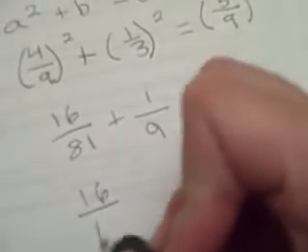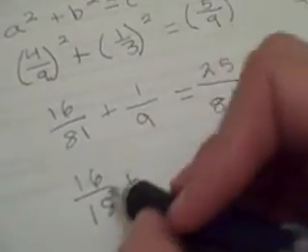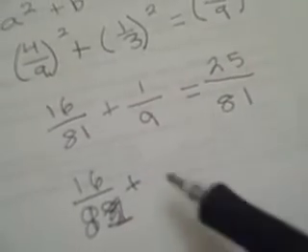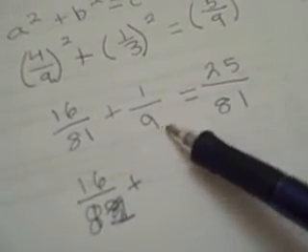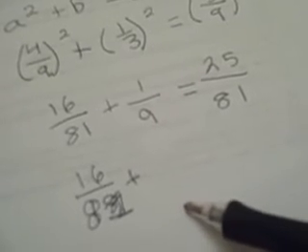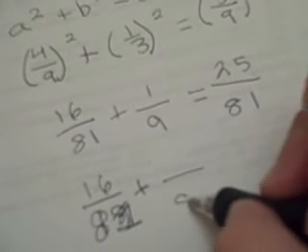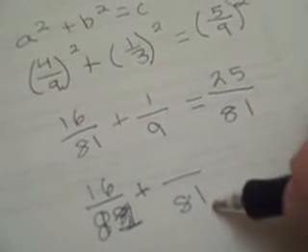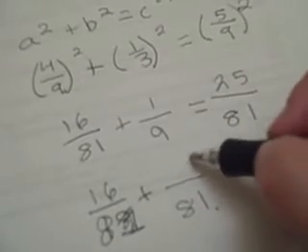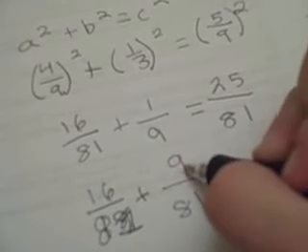Therefore, we can leave this fraction alone, but I need to change 1/9 into, oops, I wrote that backwards. Sorry. That's supposed to be 81. I need to change 9 into 81st. 9 times what would give you 81? 9 times 9. So if I'm doing 9 times 9 to get 81 on the bottom, I also need to multiply my top number by 9. So I'm going to do 1 times 9, and that would give me 9.